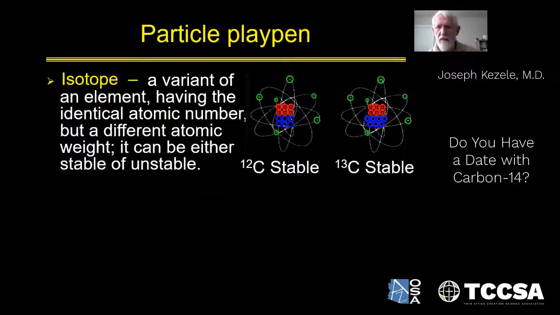Looking at carbon, carbon-12, the most common form of carbon, is stable. Carbon-13, the next most common, is also stable. It's carbon-14 that is not stable, and we'll talk more about that.